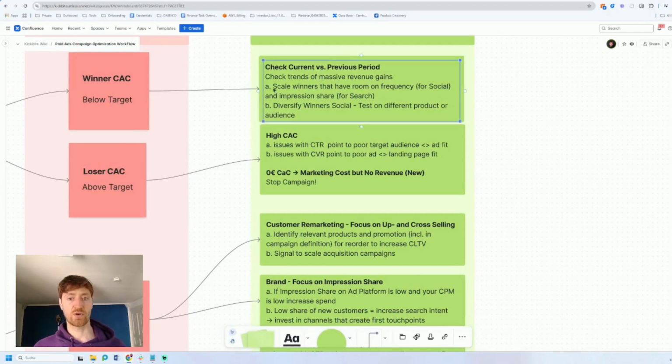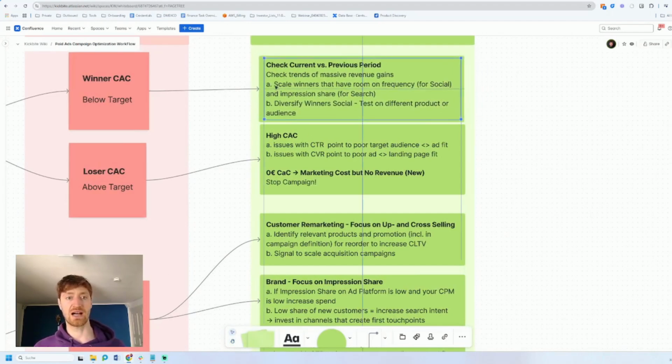One, for campaigns that are on social, we need to check in the Meta Ads Manager if we have room to increase the budget or if we already show the user the ad too much, which means we need to check the frequency. If the frequency is already very high on the exposure of the user to one single ad, then it's not likely that you will be able to scale that campaign much further.